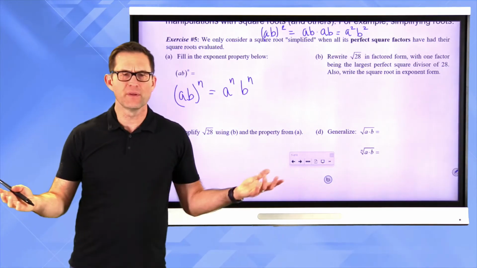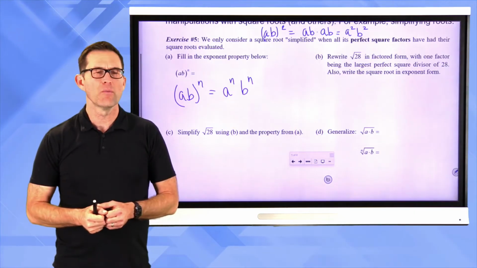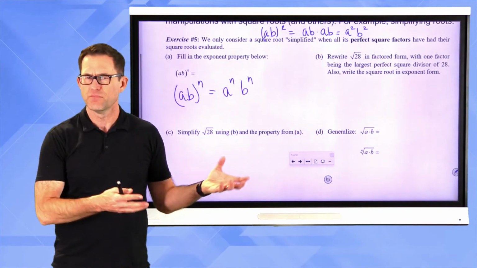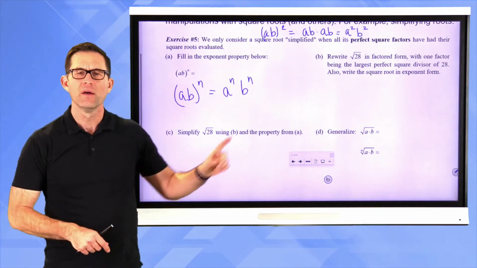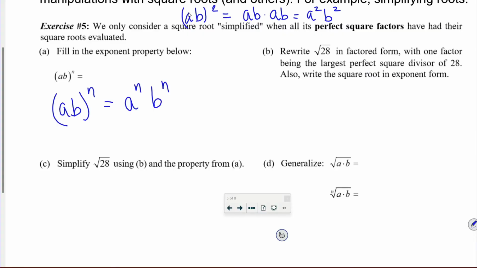It's one of the random exponent properties that is useful, but we don't use it a ton. But there it is. Now let's take a look at letter B. Rewrite the square root of 28 in factored form, with one factor being the largest perfect square divisor of 28. Also write the square root in exponent form.